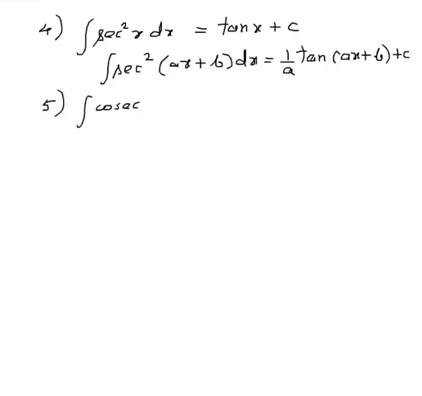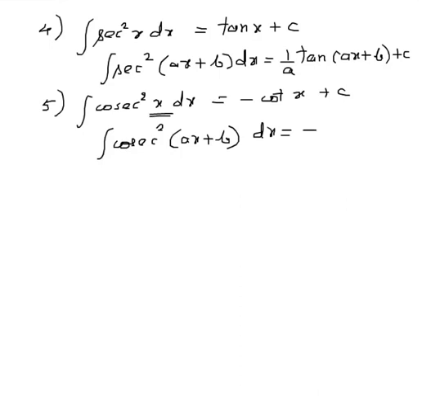Next, integral of cosecant square x dx. We know that the differential of cot x is minus cosecant square, therefore integral of cosecant square is minus cot x plus c, and this formula is applicable only when we have a linear function of x in place of this x function. So it is minus cot of ax plus b divided by a and plus c.